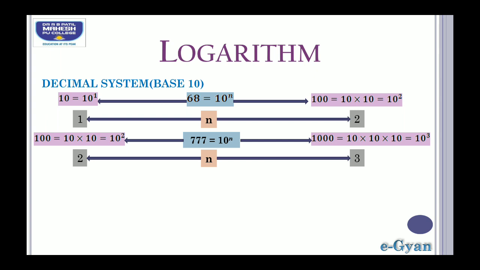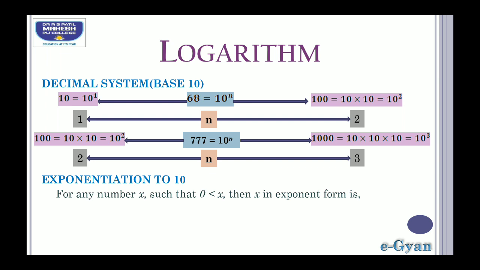So therefore, any number can be written in terms of a power of 10. It is called exponentiation to 10. Now for any number x such that x is greater than 0, x in exponent form is x equals 10 to the power of n. So x can be any number.